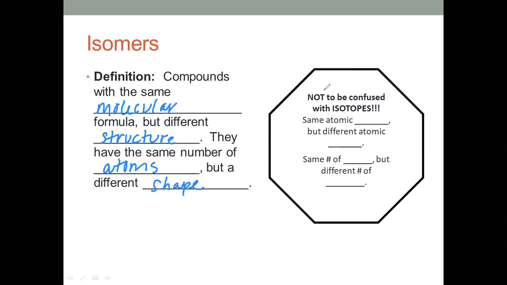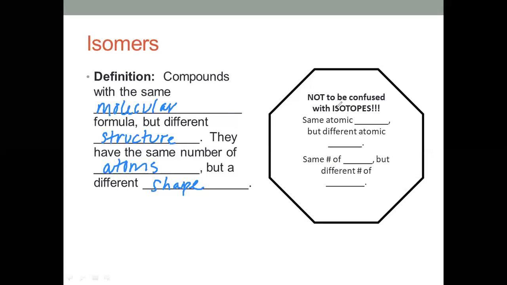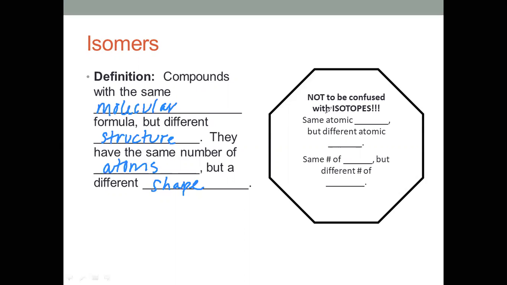Okay, don't confuse isomers with isotopes, which we talked about in Unit 3. They begin with the same 3 letters, so they're often confused. Isotopes are the same atomic number, but a different atomic mass, meaning they have the same number of protons, but a different number of neutrons. So that's a little review for you.